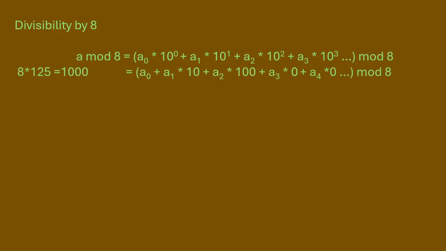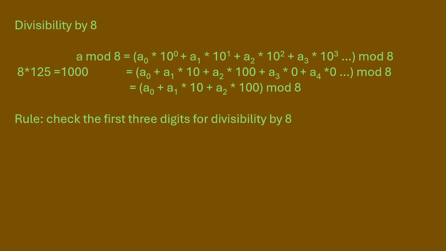For divisibility by 8, it goes similar to 4 and 2. So we have our number A, we separate it out into its base 10 form. We note that 1,000 is divisible by 8. We substitute 0 in for all our thousands. We then simplify, and that gives us our rule. We check if the last 3 digits are divisible by 8.